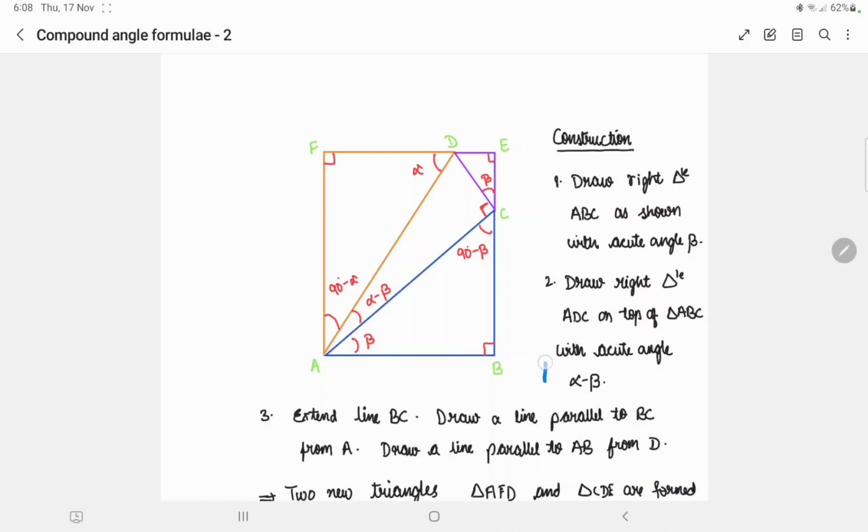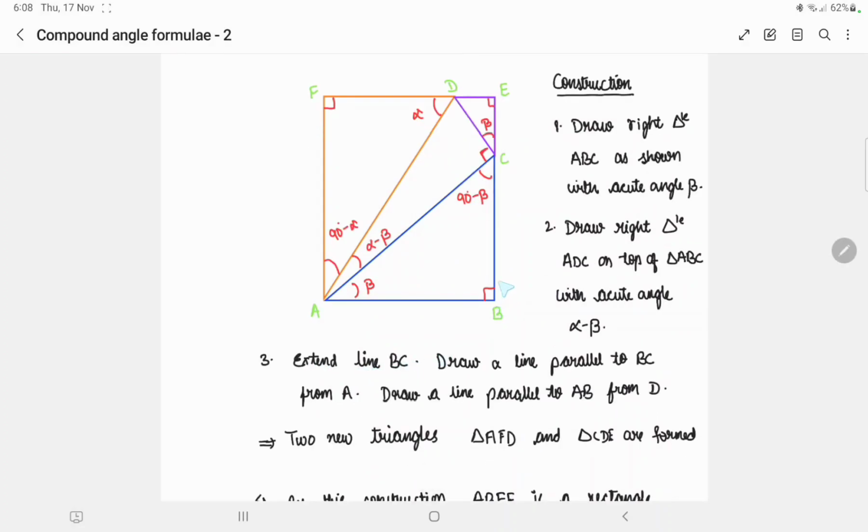Now the third thing you are going to do: extend this line BC, and draw a line parallel to BC originating from A. That would be our AF. Now draw a line parallel to AB from D. So there should be a line parallel to AB which passes through this point D. So that is our line EF.